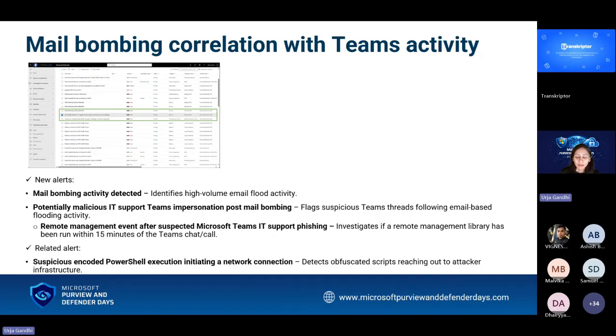What this does is flag the suspicious email threads that come in, as they are followed by that first email-based flooding activity that has happened. Then there is one more alert, which says remote management event after suspected Microsoft Teams IT support phishing.